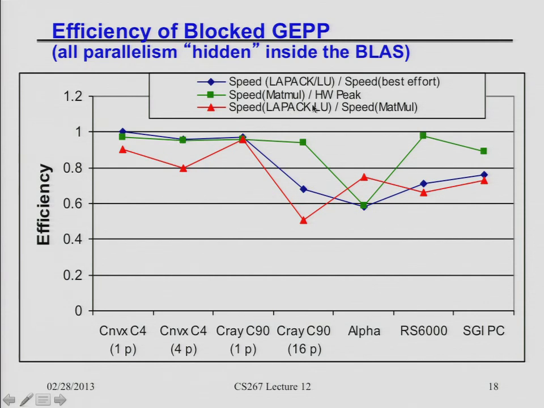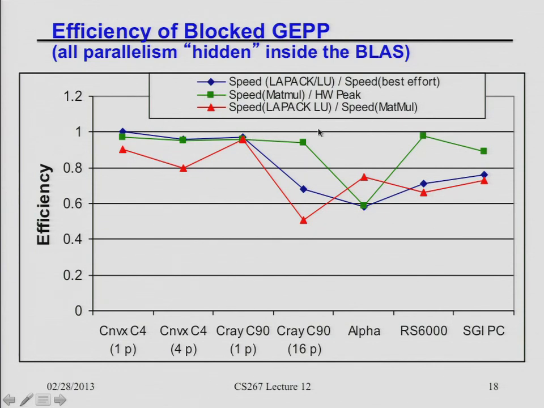That is the red line. I'm taking the speed of LAPACK divided by the speed of matrix multiply. Because matrix multiply is the fastest we can possibly go, this says what fraction of matrix multiply speed we get. You can see it's going between 60 and 90% of matrix multiply. The green line is how fast the inner loop, the matrix multiply, went, and that went almost 90 or more percent of peak, except on this one platform.